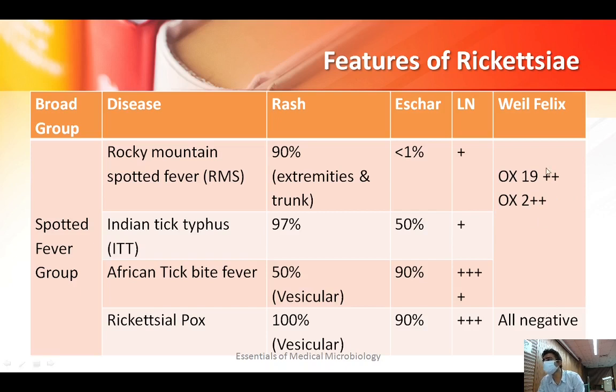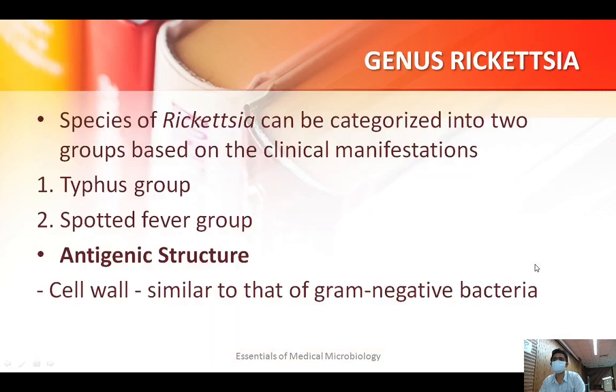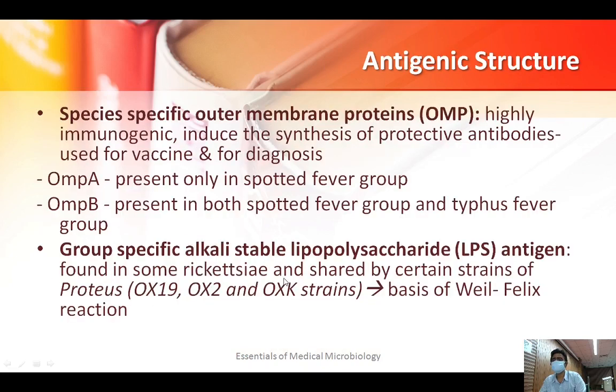So if antibody to OX19 and OX2 is there, then it can be any of the spotted fever group, except Rickettsialpox caused by Rickettsia akari, in which case all are negative. And in Brill-Zinsser disease also, it is negative or very weakly positive. So please remember all this. Broadly, it is divided into the typhus and spotted fever group.